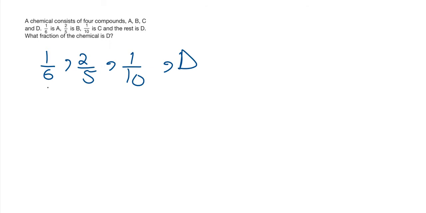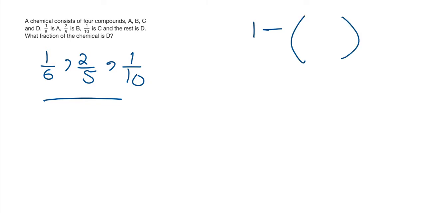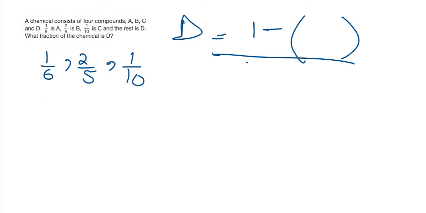So let's check out one more example. A chemical consists of 4 compounds, A, B, C, and D. A is 1 over 6, B is 2 over 5, 1 over 10 is C. The rest is D. We have to work out the value of D. Alright. So over here we can easily add them all together and then subtract the answer from 1. We get the value of D. Alright. That's the whole structure.